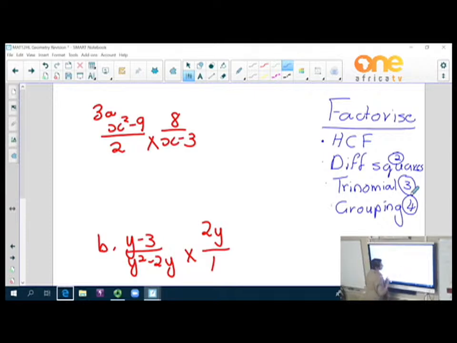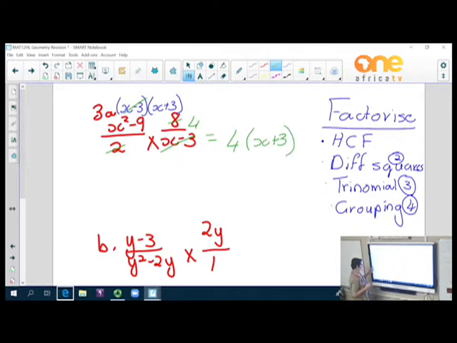I always have to check for highest common factor. Don't see anything here. This is the difference between squares. So I'm going to factorize this one, and this is then x minus 3, x plus 3. I first factorize. Now I can cancel. The 2 will divide into the 8 4 times. And this x minus 3 and that one can cancel out. So there is my final solution for that one.